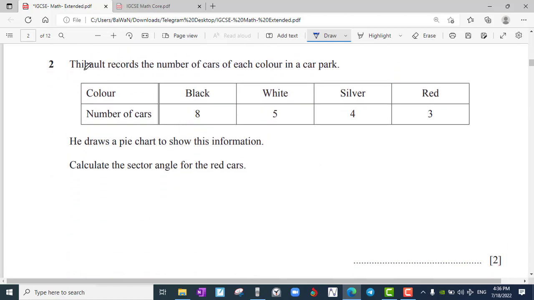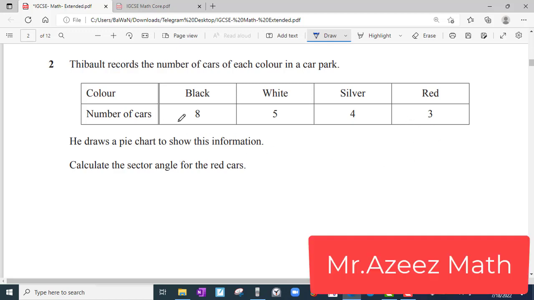Question 2. Thibault records the number of cars of each color in a car park. Okay, we have this table. He draws a pie chart to show this information. Calculate the sector angle for red. Okay, to find each sector angle in a pie chart, we need to follow these steps. Step 1, find the total frequency. 8 plus 5, 13, plus 4, 17, plus 3, 20. The total frequency is 20.